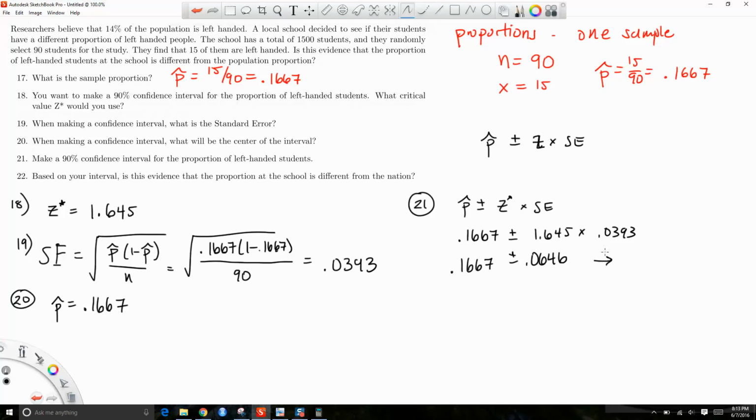So the confidence interval I end up getting is 0.1021 to 0.2313.